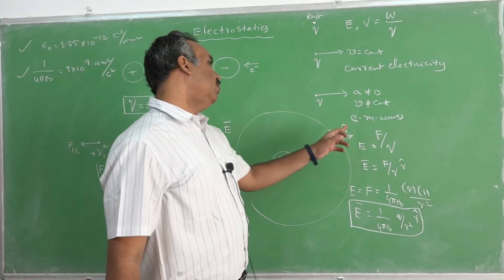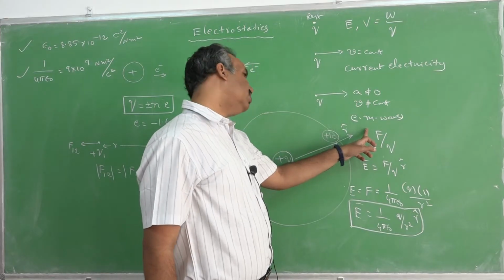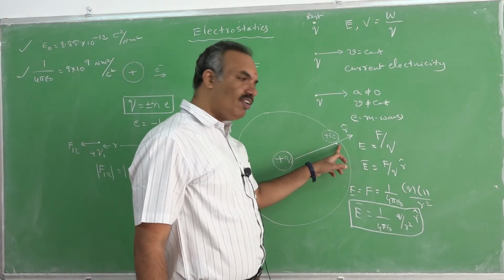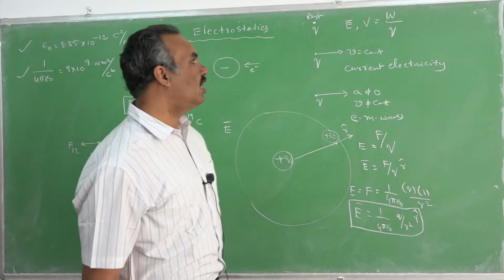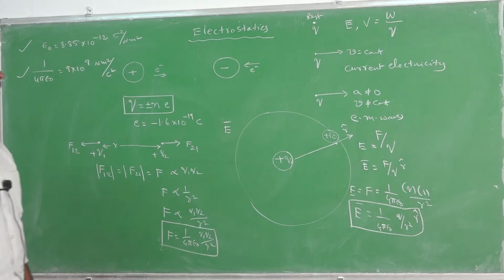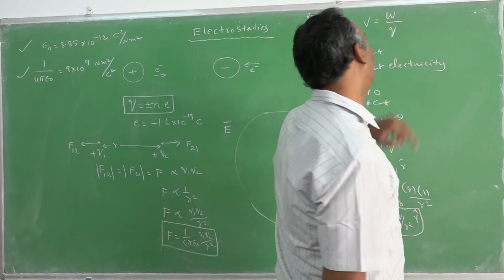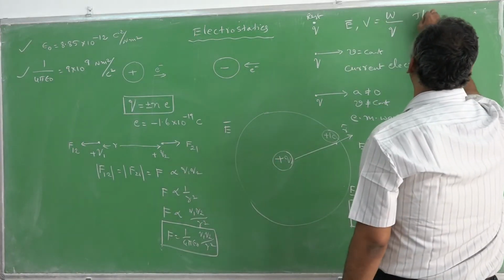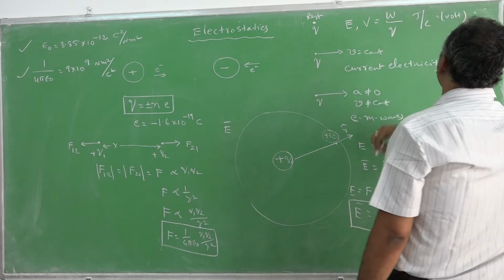So, if you want to bring it from outside of this field, that means from infinite distance to a particular point within the field, you need to do some work against the repulsion given by it. The amount of work done is stored as electric potential in the body. That electric potential is given by W by Q. The units for electric potential are joule per coulomb, nothing but volt.